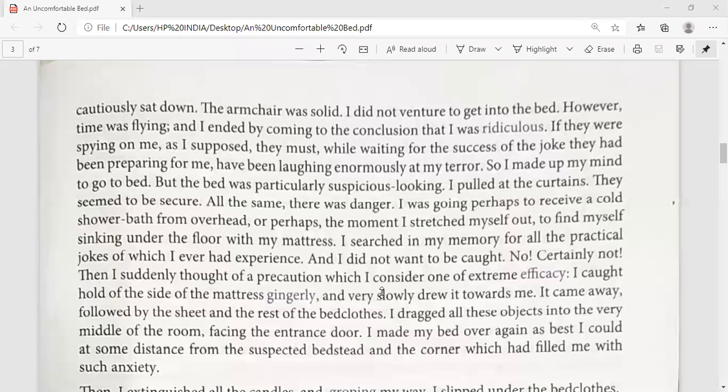So I extinguished all the candles. So finally, what did he do? He just put out all the candles. उसने सारी candles को बुझा दिया. Fine. And groping my way, slowly he went to the bed mattress and he slept in the middle of the room. Now it's my turn to ask you some questions.